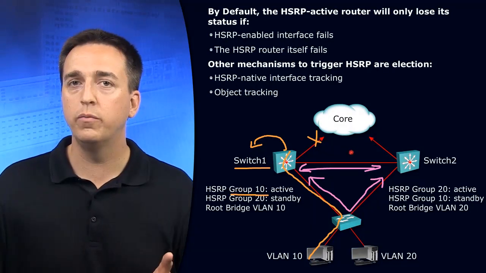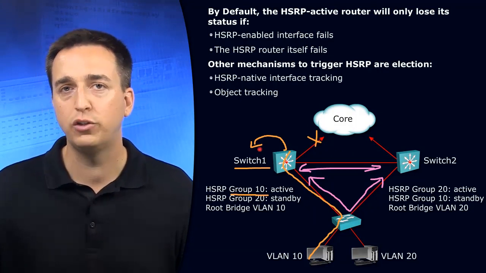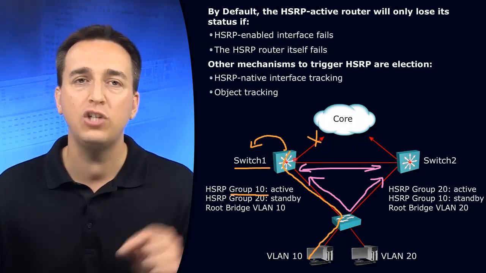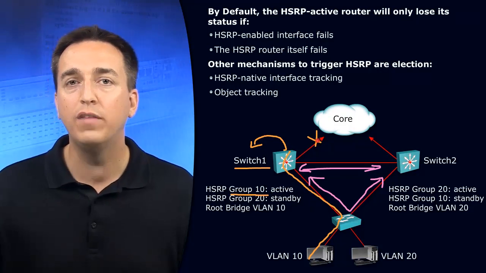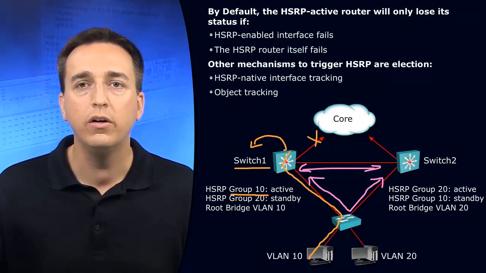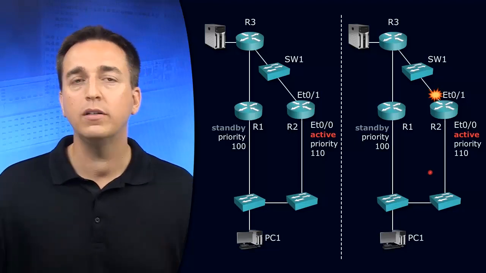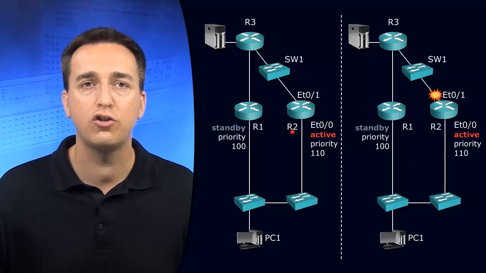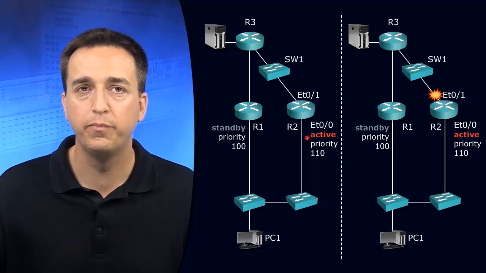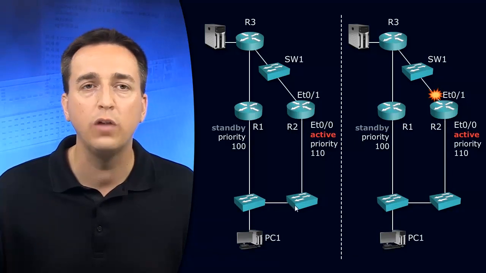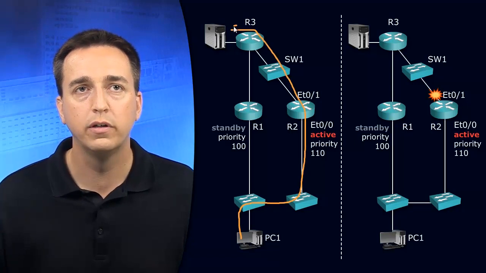So what can we do in order to prevent this scenario from occurring where switch 1 drops the traffic? Well, we have to teach HSRP about how to keep track of this uplink. And this is done through HSRP interface tracking. So this is a built-in feature to HSRP. Notice in our scenario, R2 is currently the active forwarder for the group. So traffic right now is flowing from PC1 up to R2, and out it goes.